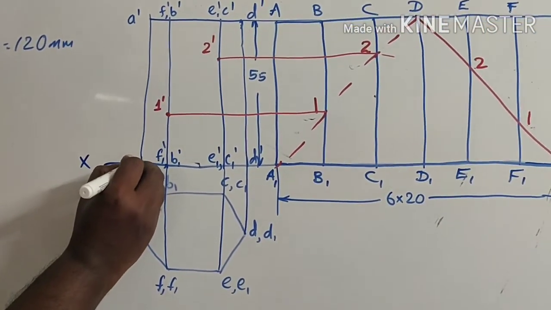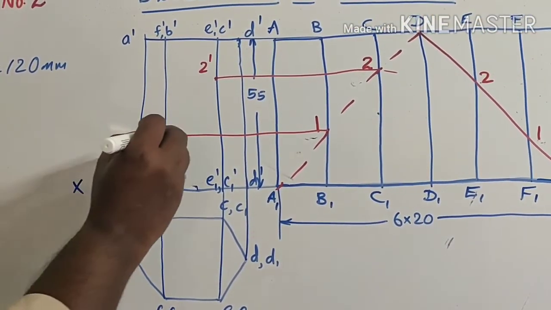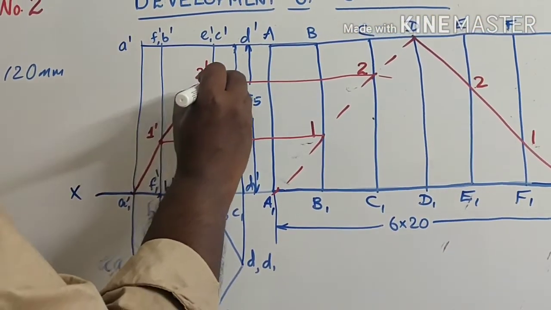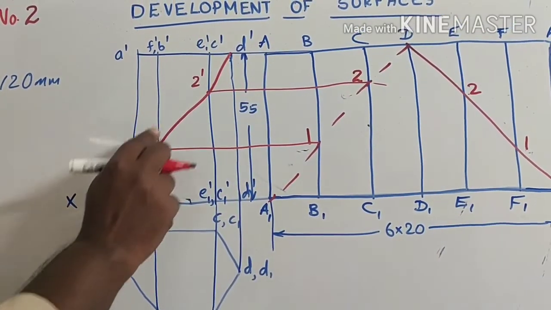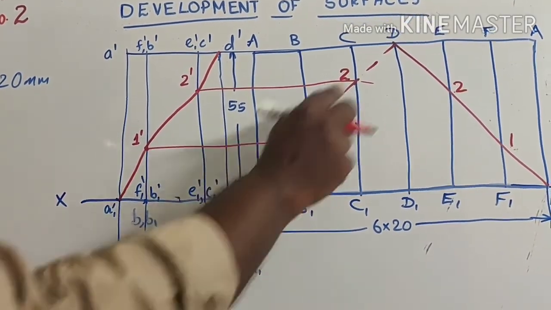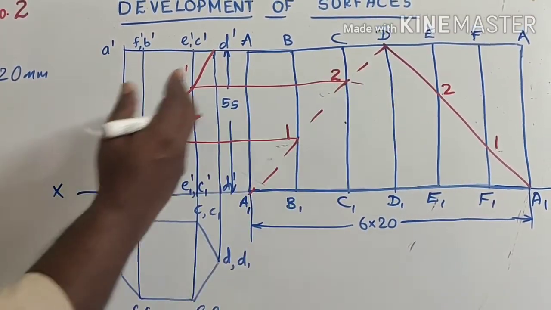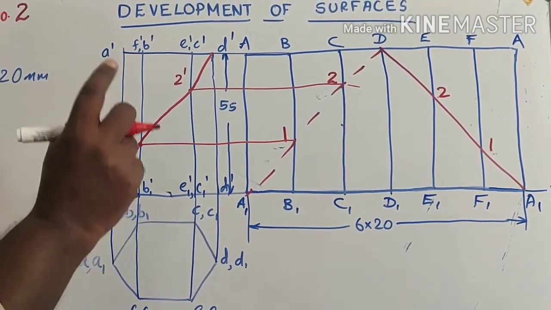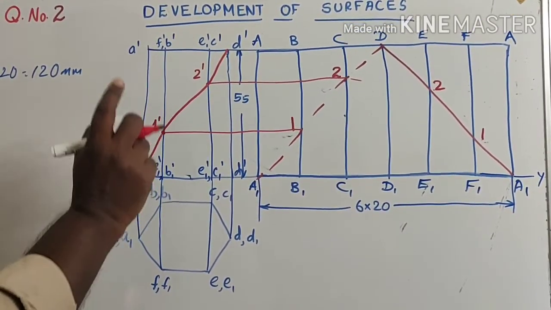Starting from A1 dash, it will reach 1 dash. From 1 dash it goes to 2 dash. Then it goes to D dash. So it is step by step. If you draw a straight line, it is not the exact path. Now, after drawing the development and then transferring it to the front view, you get the exact path of the ant. This is the shortest path traveled by the ant.